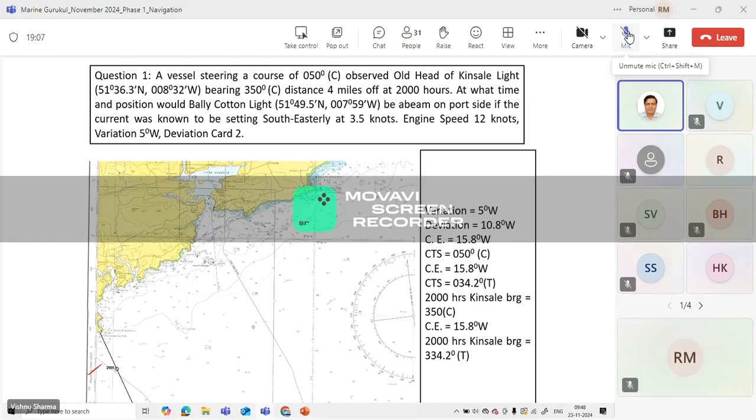South, it is midway between south and east. Southeasterly is 135 degrees true. So 135 degrees true, at 3.5 knots, engine speed is given.